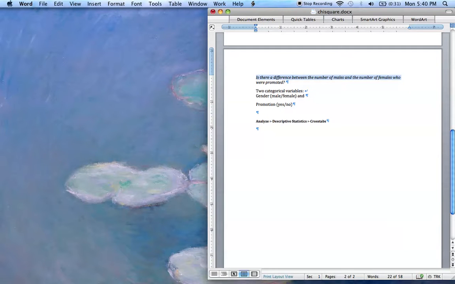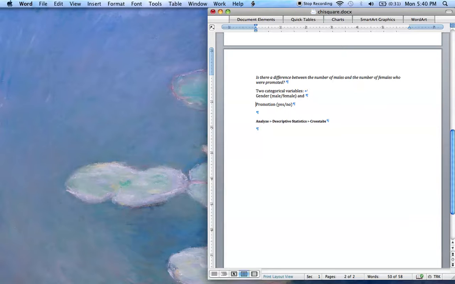So how would we phrase this question? Again, I said we have two categorical variables, and what we're really interested in is is there a difference between the number of males and the number of females who were promoted? And our variables are gender and promotion.